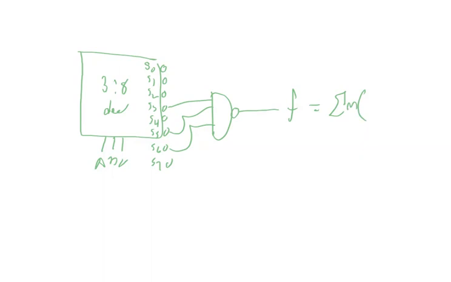Would it be 3, 5, and 6? Exactly. 3, 5, and 6. How would I write out the truth table for such a function?